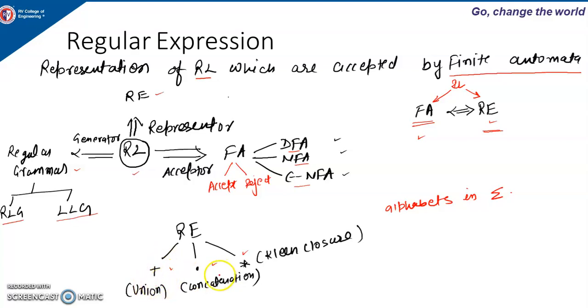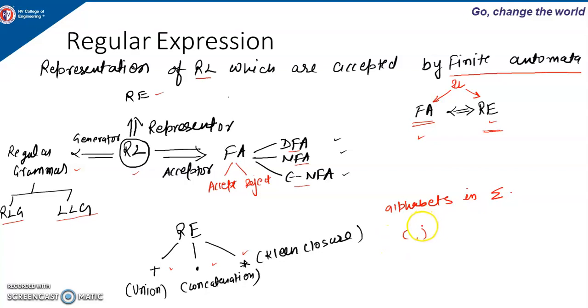These are the three basic operators used to obtain a regular expression: union, concatenation and Kleene closure. The operator plus is used for union operation, the symbol star is used for Kleene closure operation, and the symbol dot is used for concatenation. And if the regular expression is very complex, we can even use opening and closing braces conveniently to understand the regular expression. So this we will be using when the regular expression is very complex.